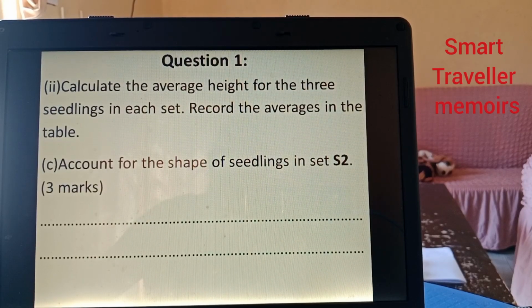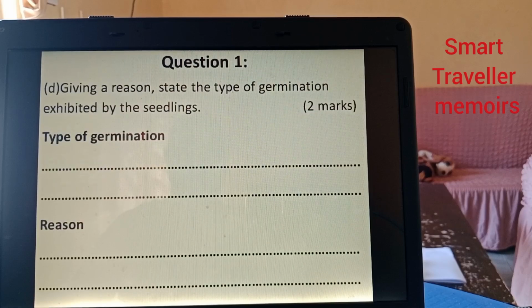Calculate the average height for the 3 seedlings in each set. Record the averages in the table. Account for the shape of the seedlings in set S2, where you are given 3 marks. D. Giving a reason, state the type of germination exhibited by the seedlings. Type of germination, reason.